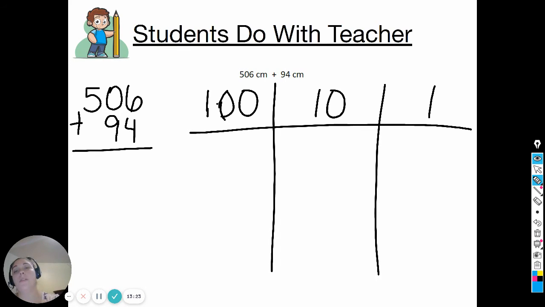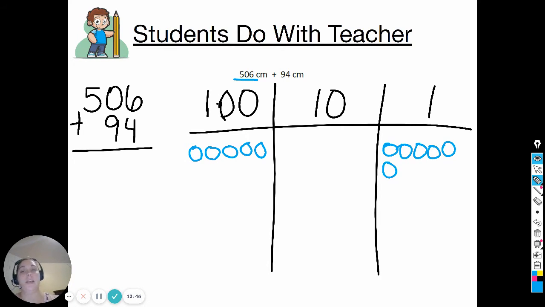Okay, first let's draw 506, 5 hundreds, 0 tens, 6 ones. 1, 2, 3, 4, 5 hundreds, 0 tens, so I'm not going to write anything in the tens, and 6 ones. 1, 2, 3, 4, 5, start a new row, 6. Go ahead and check that your 506 matches mine.